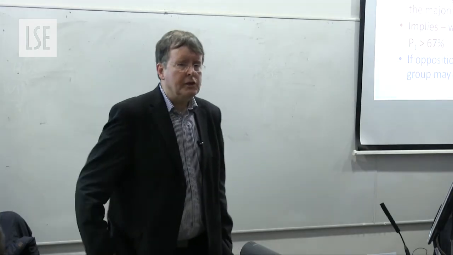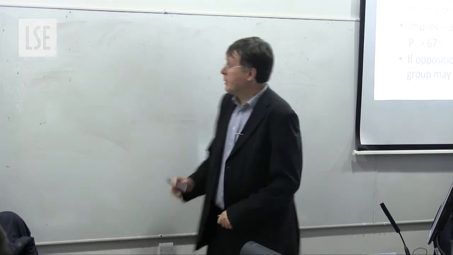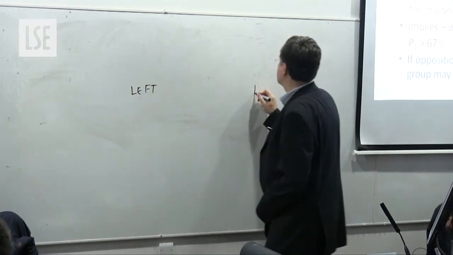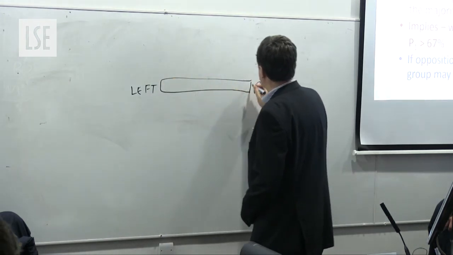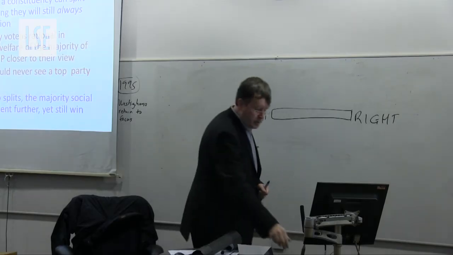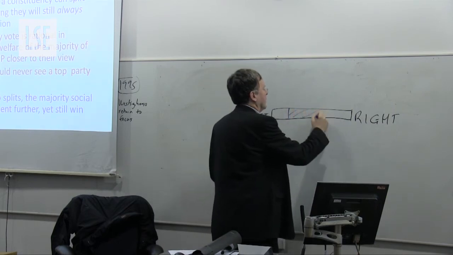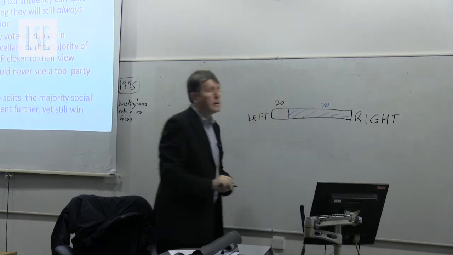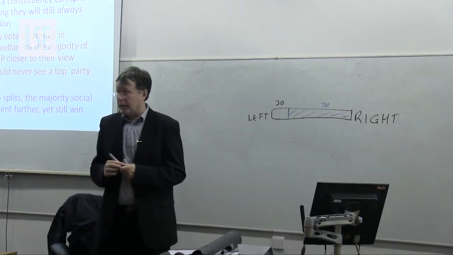So they basically say, well, actually, supposing you have a situation like this, where we have, let's say, a left and a right dimension. And then we have a constituency that is divided between people with a left and right view. And supposing that the right wing are in the majority, say 70-30. Okay? So we've got 70% of people who are right wing, 30% who are left wing.